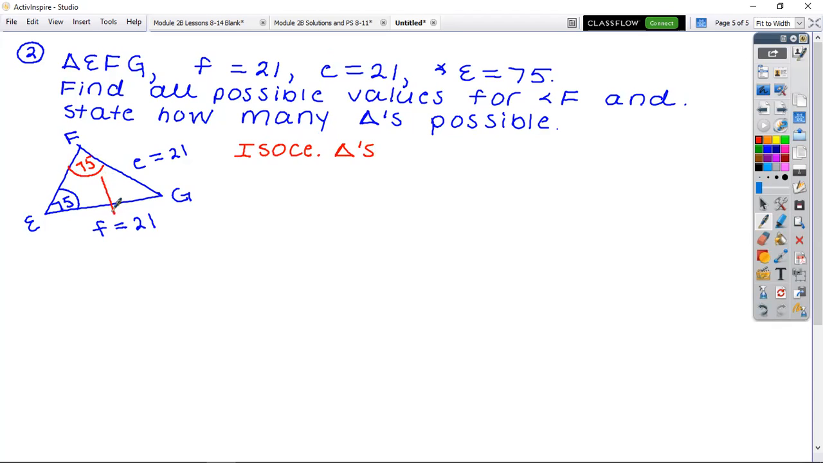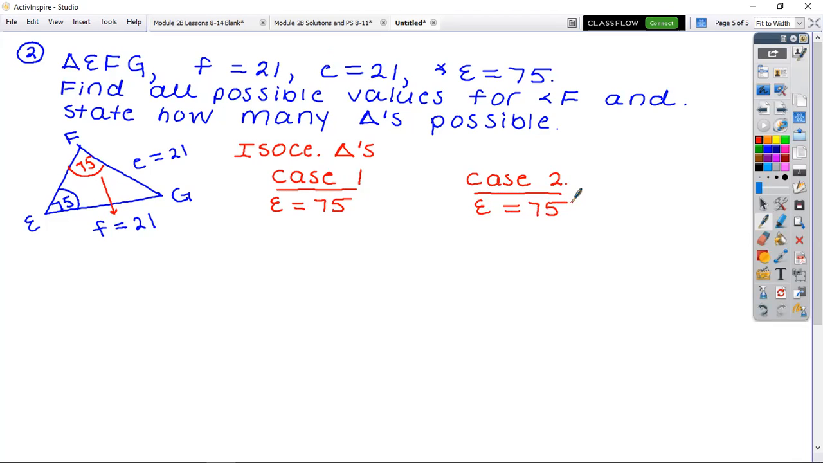So again, it's a cross. So I'm going to set up case 1, case 2, and just figure out what's possible here. Again, you want to start with the angle the question gave you twice. So that was angle E. So E is 75. E is 75. Now go to the one we just found.